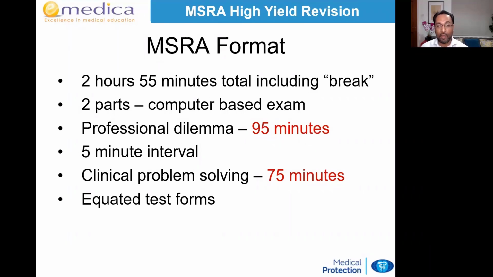Now the timings are separated and enforced. What that means is if you finish this paper with 5 minutes to spare, you'll still only have 75 minutes when you start the clinical paper. You won't get an extra 5 minutes. Okay, they're two separate papers that you do back to back with a 5-minute break in between.